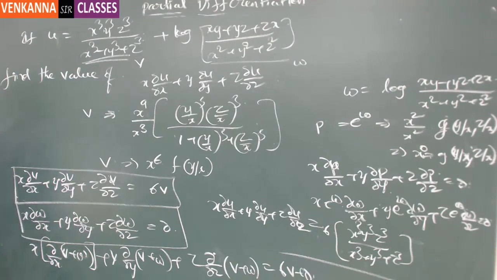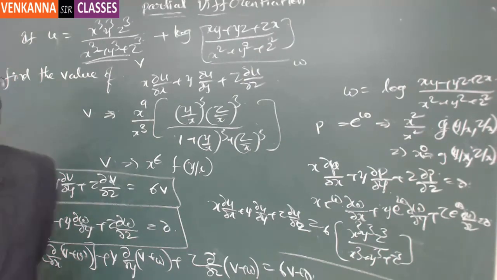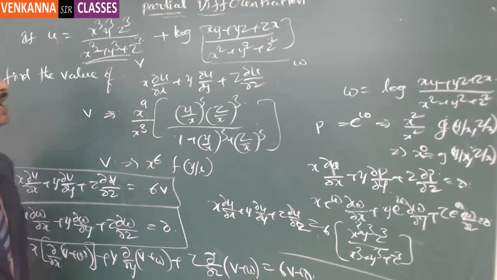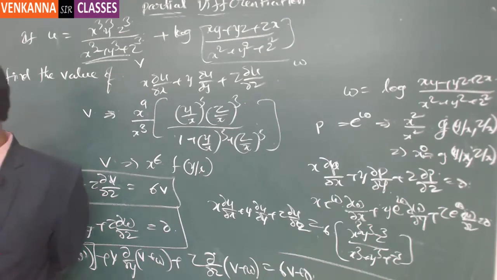So this is about Euler's homogeneous equation, right? The questions that are going to be asked will not be straightforward like x power n into f of y by x. So you need to convert these things into that format to apply Euler's homogeneous equation. Got it?